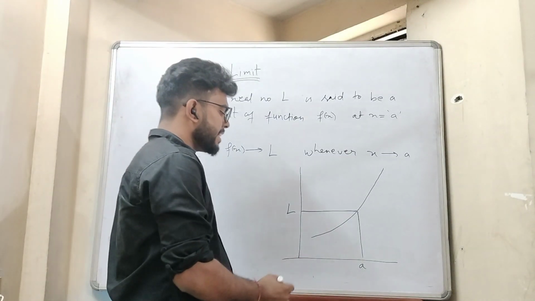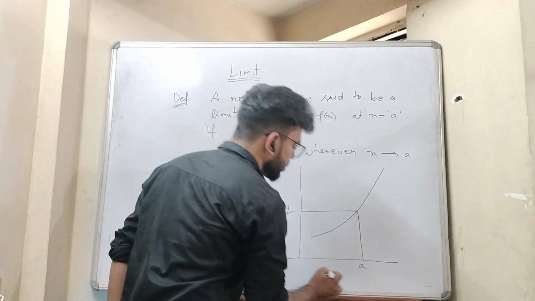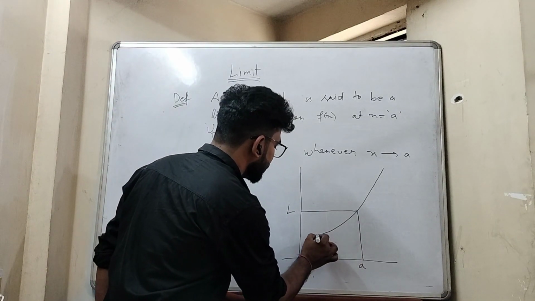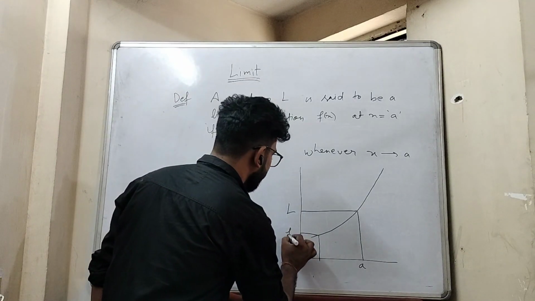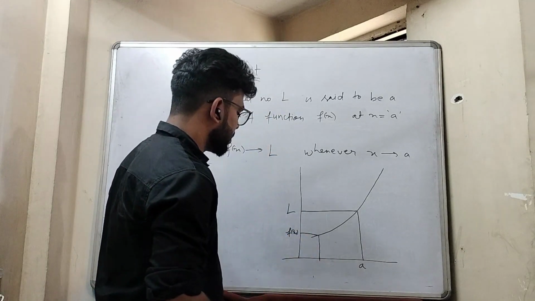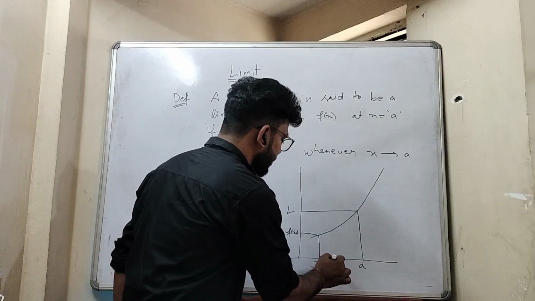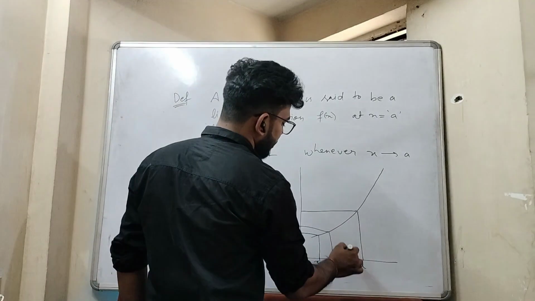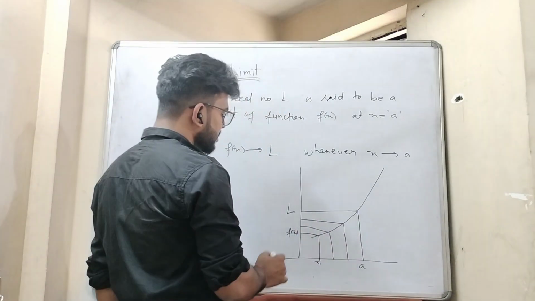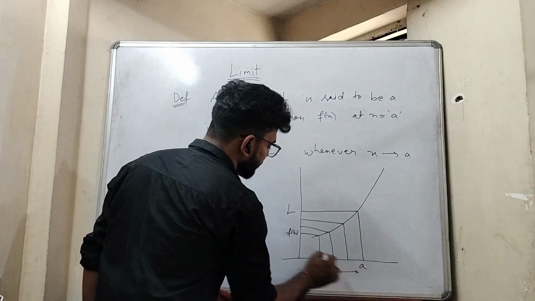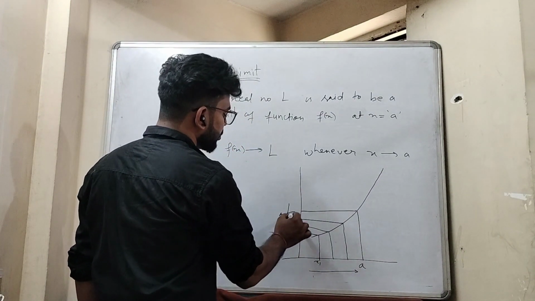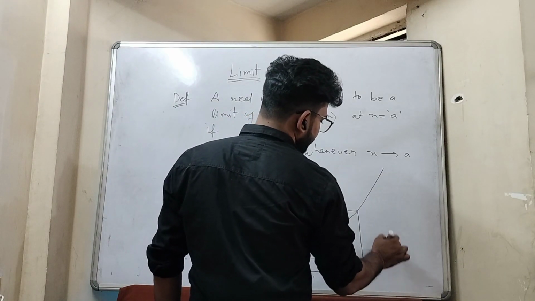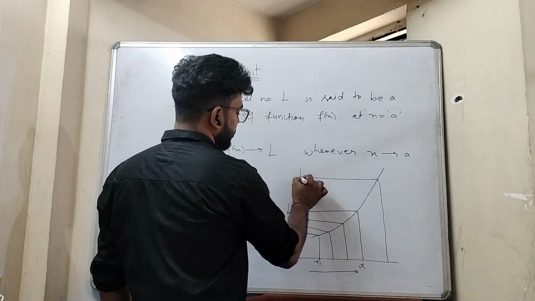So let us try to approach the point A. Here my function value is, you can see this, say f of x1. When I reach here, my function value is here. So as I am reaching toward the point A, my function value is like this. You can see that as I approach the point A, my function values are increasing and reaching toward the point L.